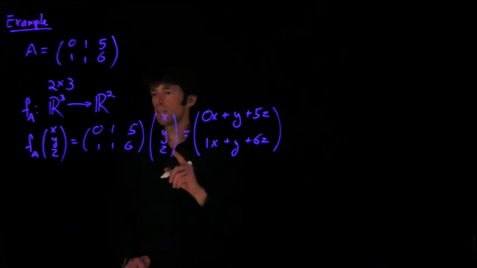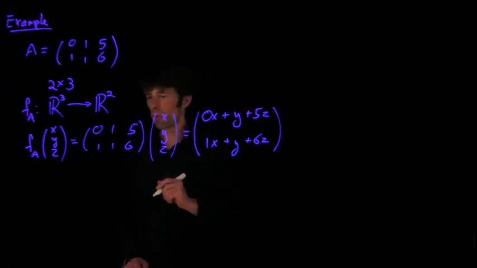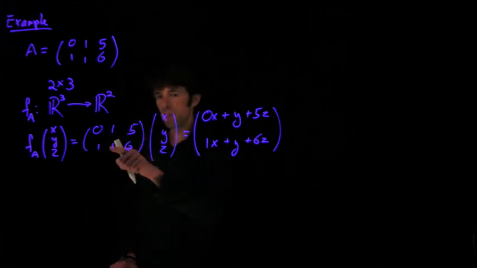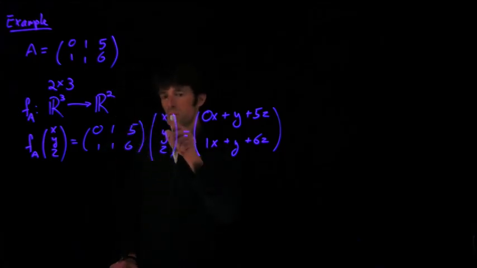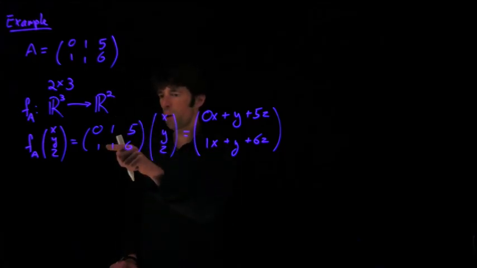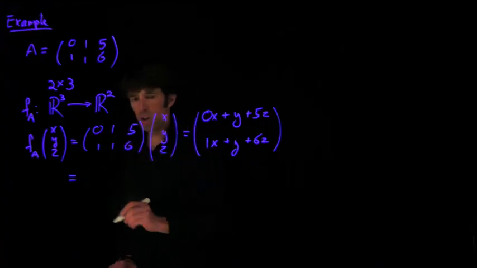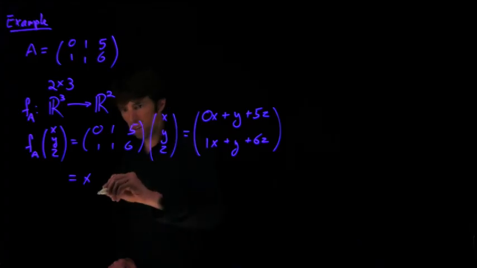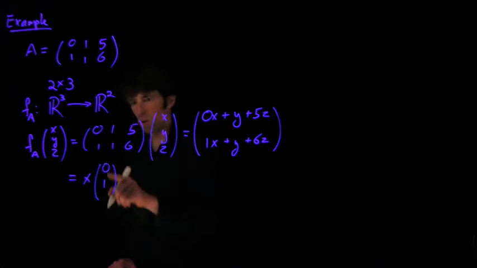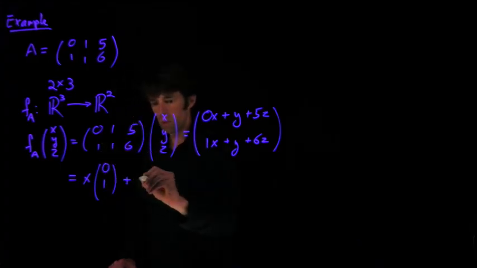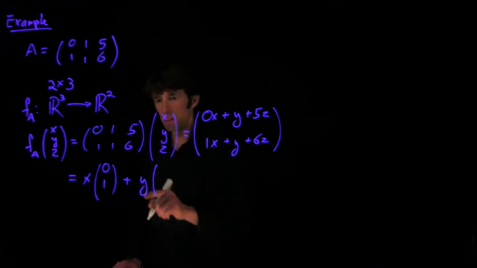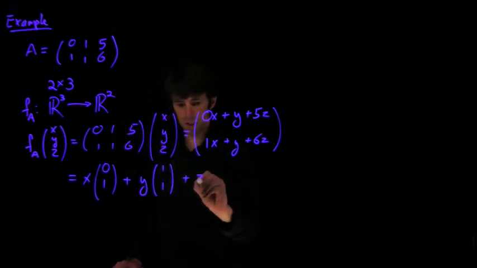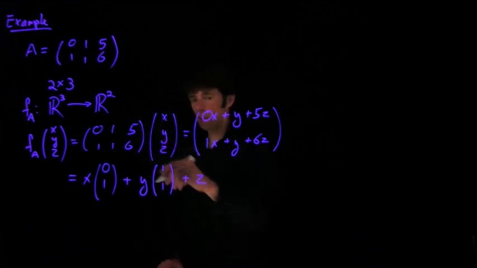Now I can also use the observation from the video where we learned about the structure of matrix multiplication that says matrix times a vector means use these coefficients to make a linear combination of the columns. So this should also be equal to x as a scalar times the vector (0, 1), the first column, plus y as a scalar times the second column, so that's (1, 1), plus z as a scalar times the third column, (5, 6).